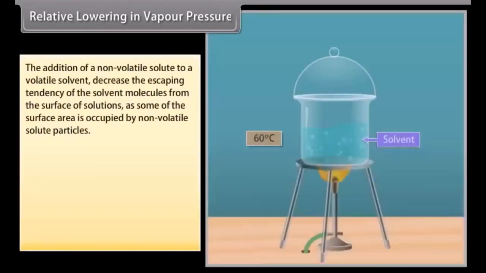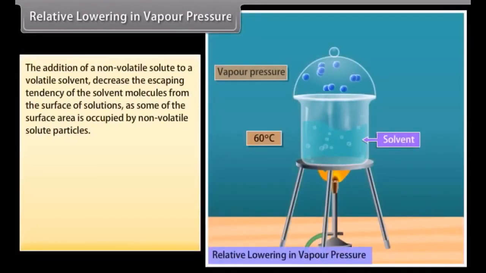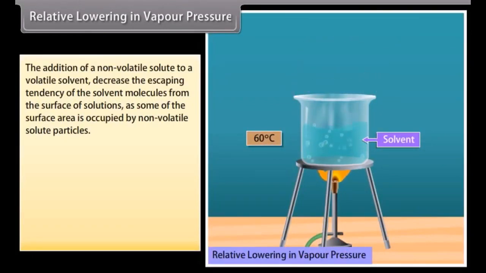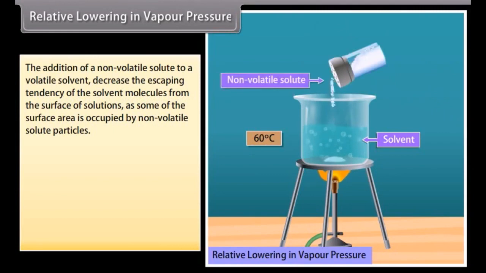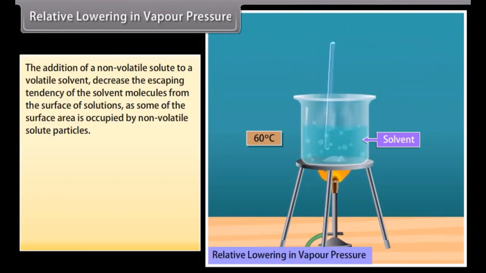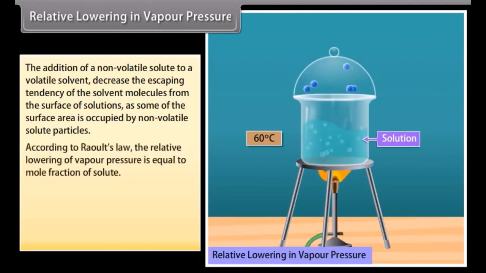Relative lowering in vapor pressure. The addition of a non-volatile solute to a volatile solvent decreases the escaping tendency of the solvent molecules from the surface of solutions, as some of the surface area is occupied by non-volatile solute particles. According to Raoult's law, the relative lowering of vapor pressure is equal to the mole fraction of solute.